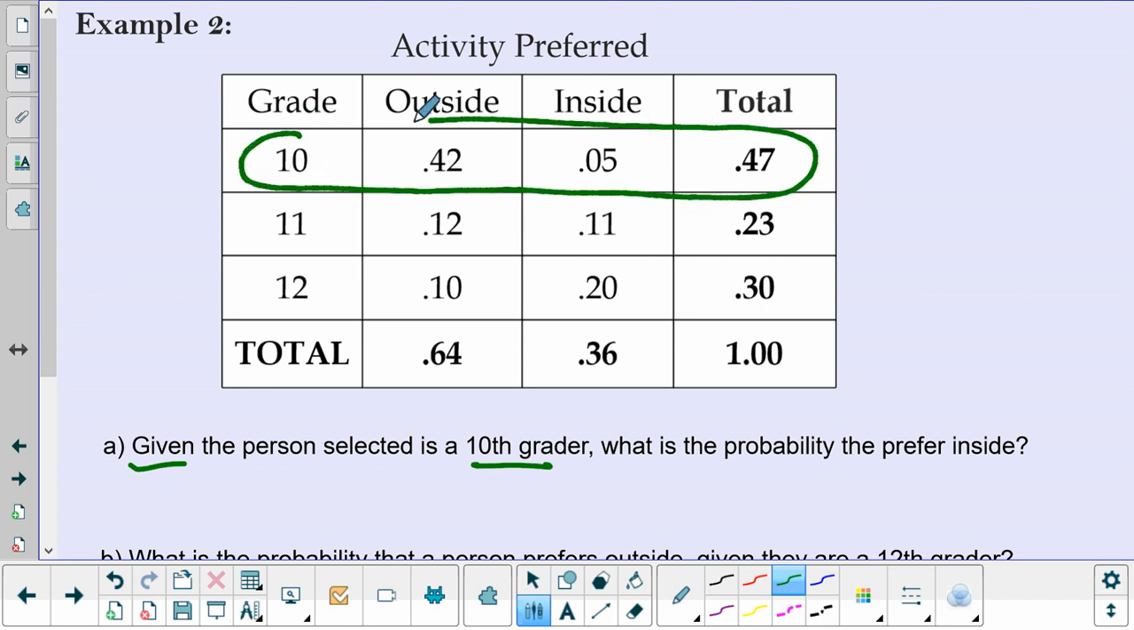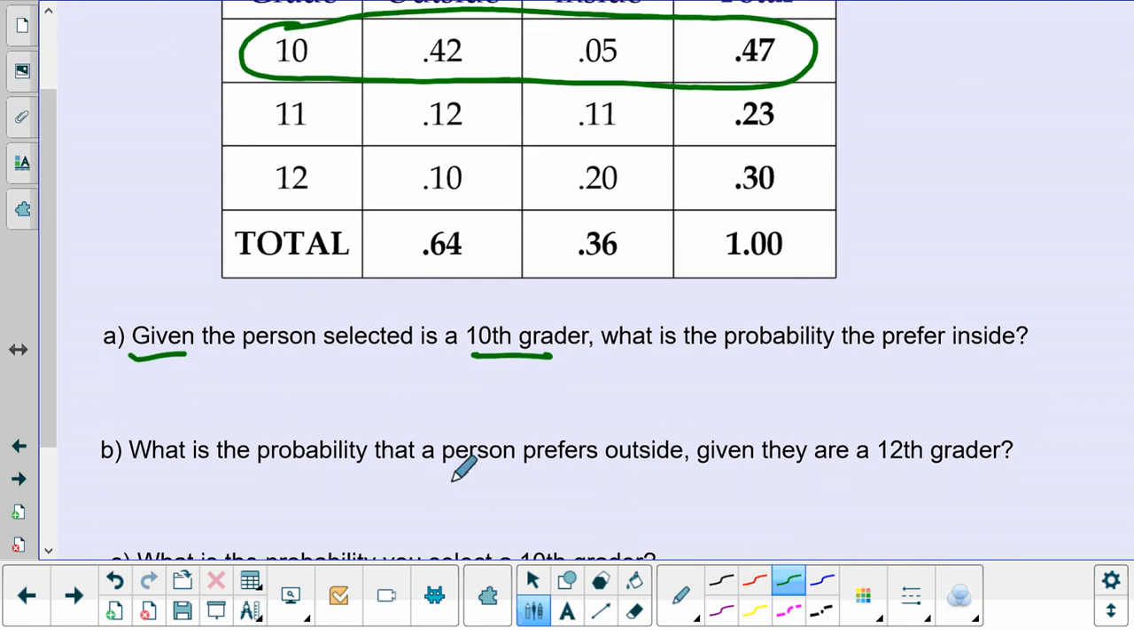Now, here's where life gets a little bit tricky. You've been told in the past that you can't have decimals within fractions. Guess what? That's kind of a lie. You can have decimals within fractions. What we do here is we divide the successes out of the total just like normal, even though they're in decimal form. So given the person is a 10th grader, 0.47 is my total. What is the probability that they prefer inside activities is this 0.05.